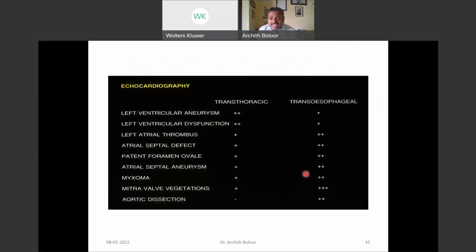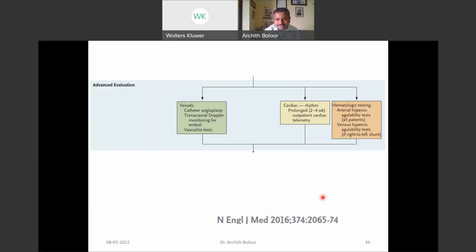So as I've discussed, what is the advantage of doing a transesophageal versus a transthoracic? LV aneurysm and LV dysfunction can be easily diagnosed by a transthoracic, but for all the rest, left atrial thrombus, ASD, PFO, atrial septal aneurysm, myxoma, mitral valve vegetation, and aortic dissection, transesophageal is any day better. Aortic dissection, transesophageal echocardiography only picks up, the transthoracic does not. So, especially in stroke in young, if you're suspecting an embolic stroke, please make sure you do a transesophageal echocardiography, and that will be helping us.